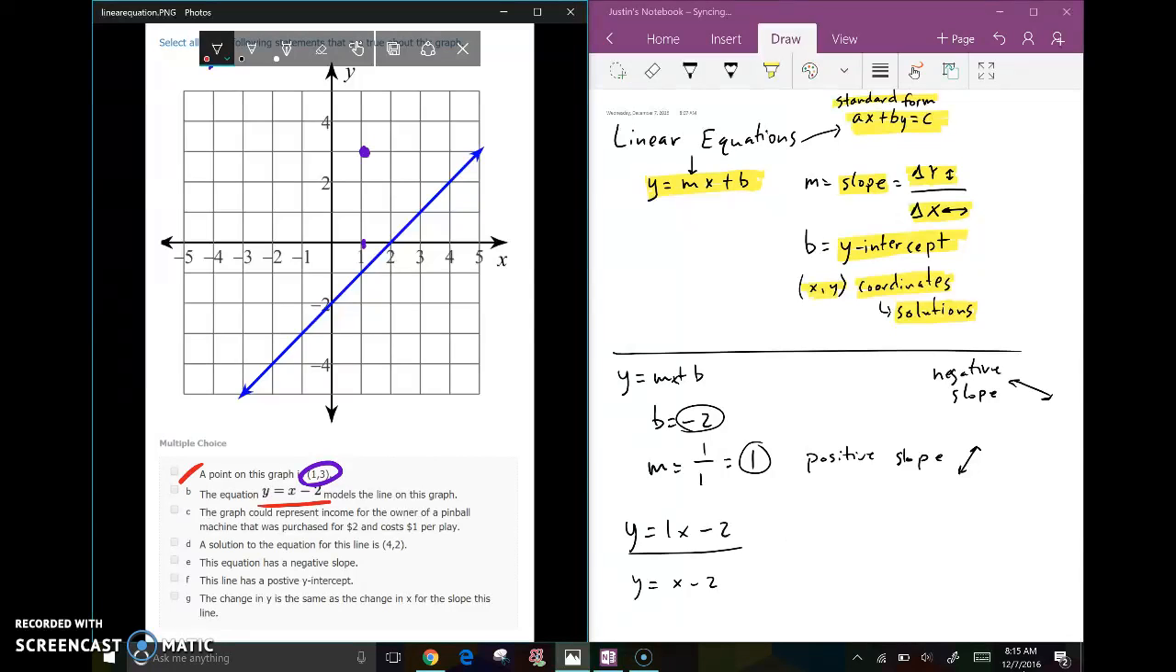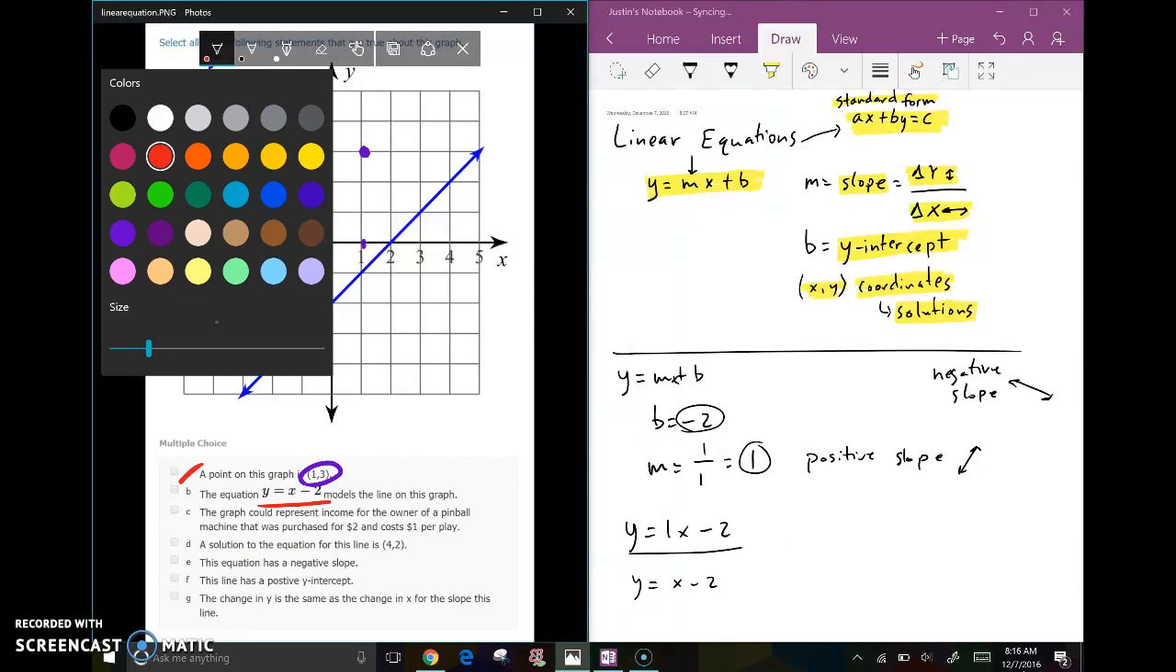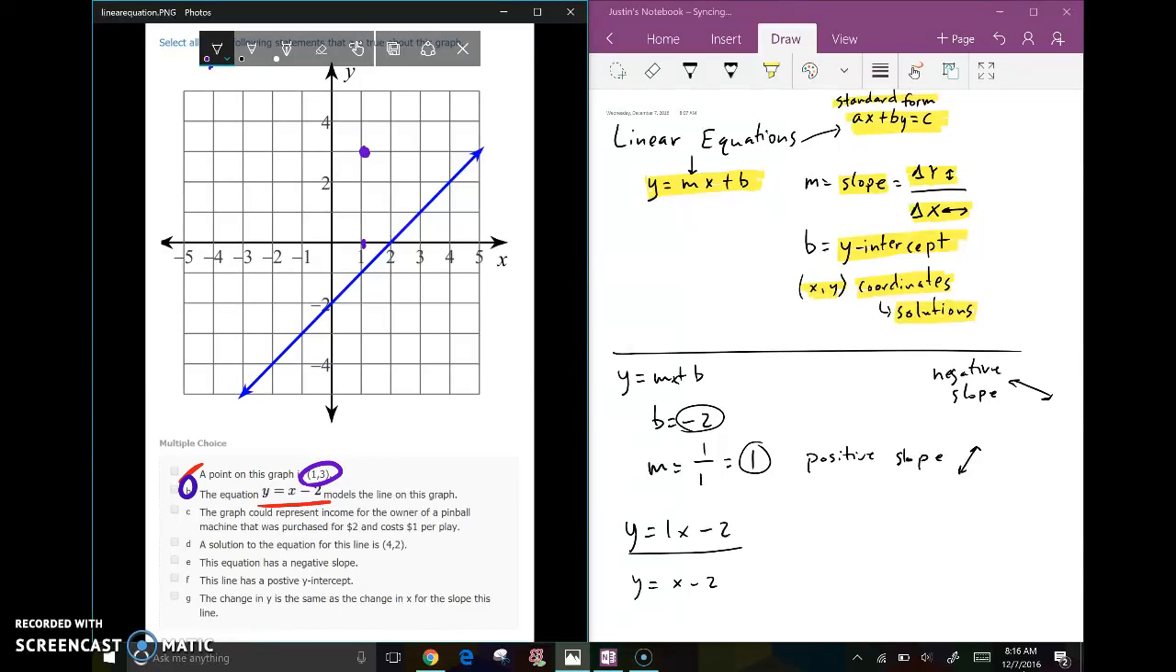Maybe I should use a different color. We can use maybe blue. This is good. This is a solution. Just to verify that it is for sure, we can also put this into Desmos.